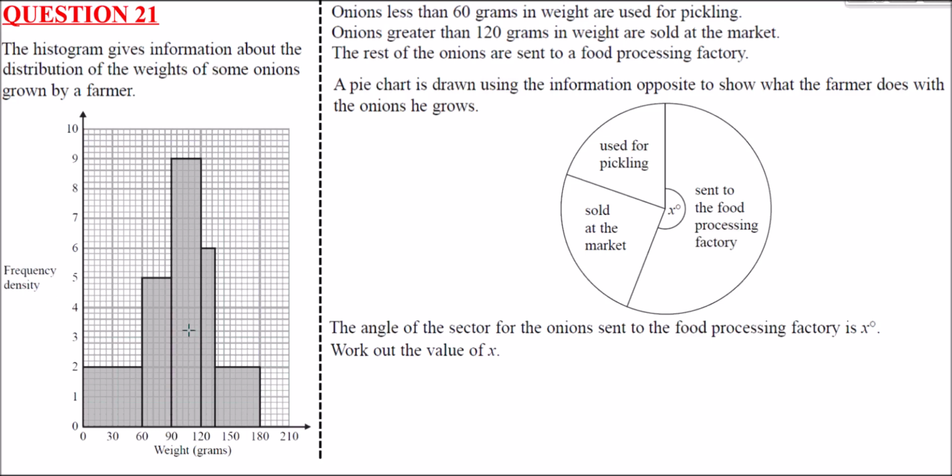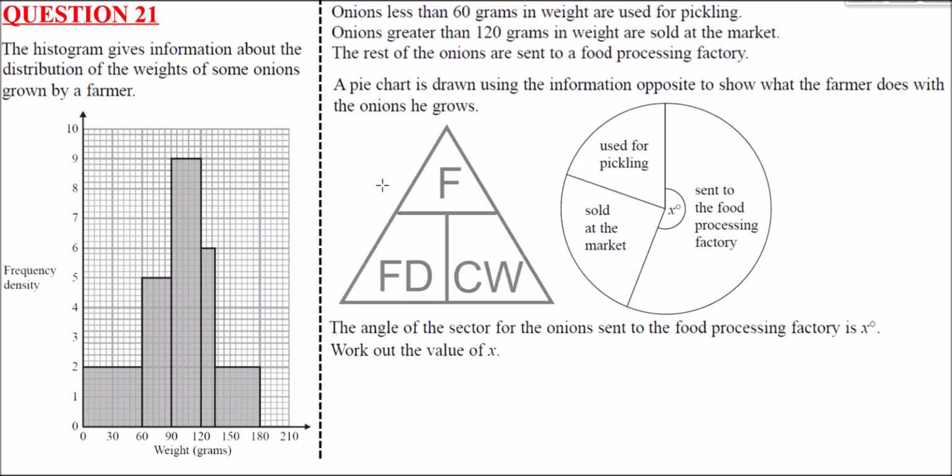So what's the magic formula for a histogram which relates frequency and frequency density? The answer is frequency density always equals frequency divided by the class width. So the stupid way I remember this is Fat Dad's Feast on Chicken Wings. It's particularly stupid, but it might work for you. Fat Dad's Feast on Chicken Wings. That's how you can remember this magic triangle formula.